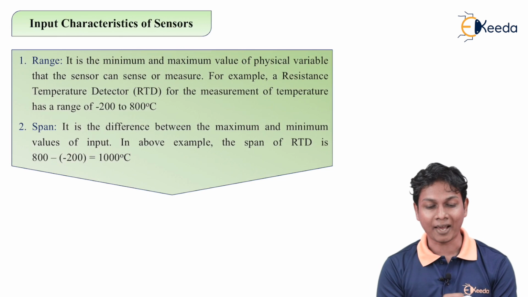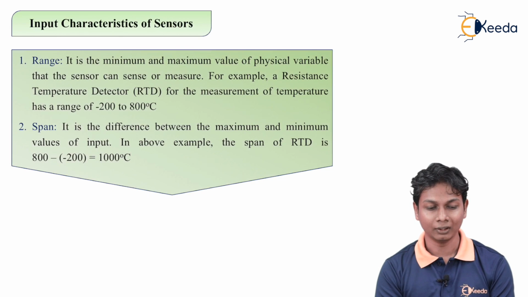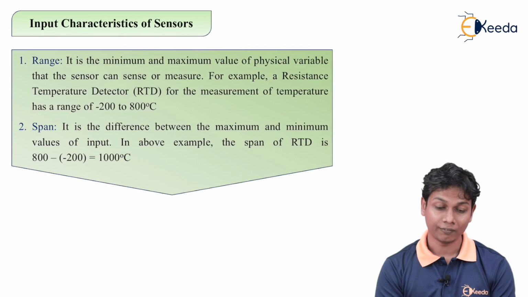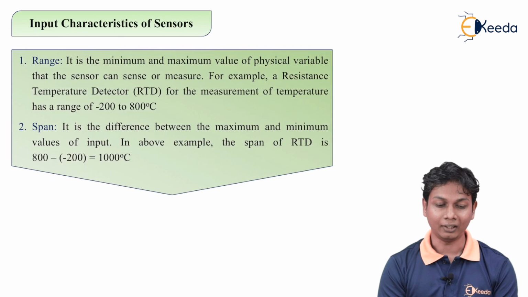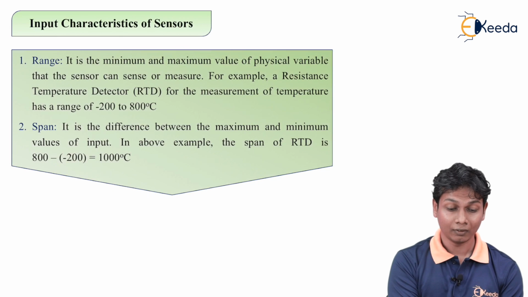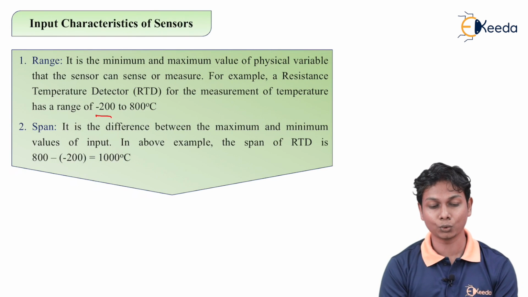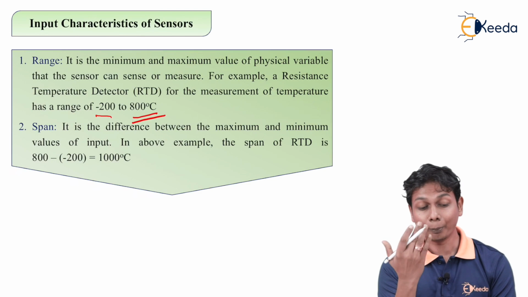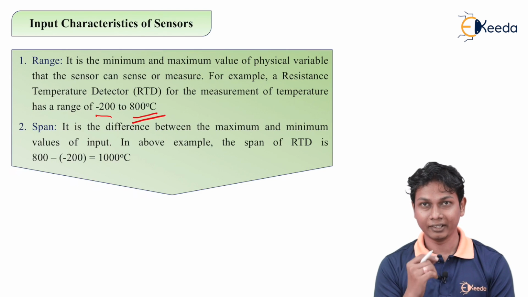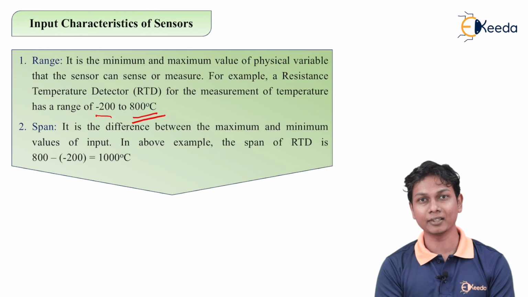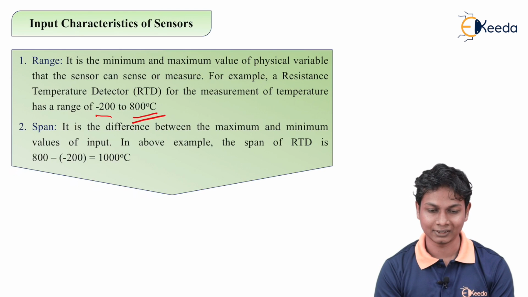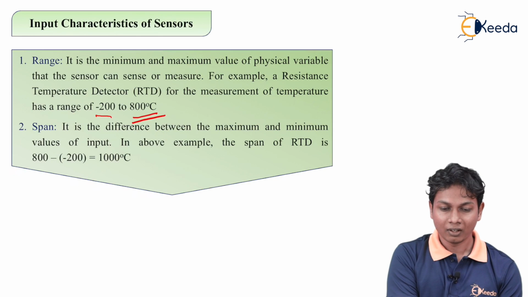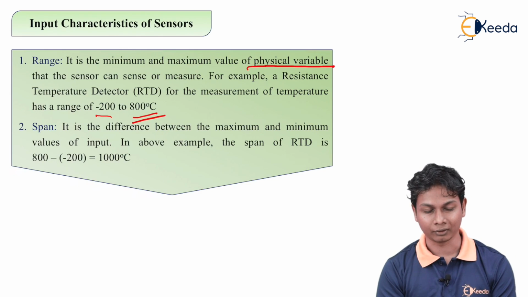Range is the minimum and maximum value of a physical variable that the sensor can sense or measure. For example, a resistance temperature detector, that is the RTD sensor, for the measurement of temperature, has a wide range from minus 200 degrees Celsius to 800 degrees Celsius. See, the purpose of an RTD is defined by its range, minus 200 to 800 degrees Celsius, and that's why the value of the physical variable is important.